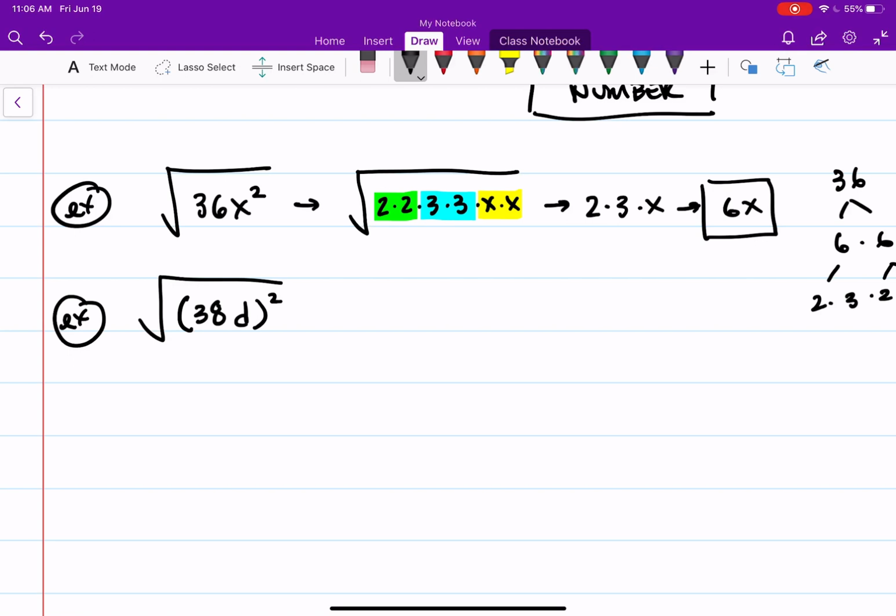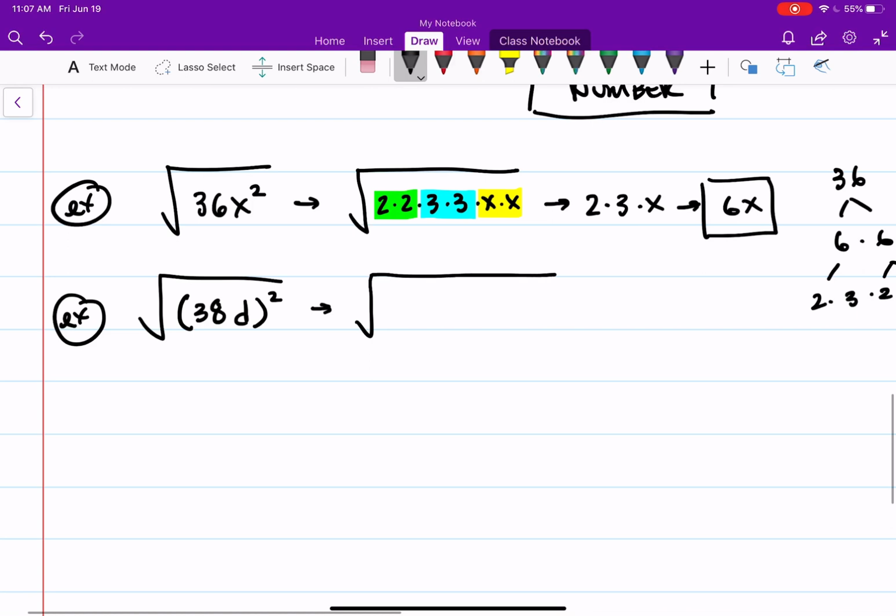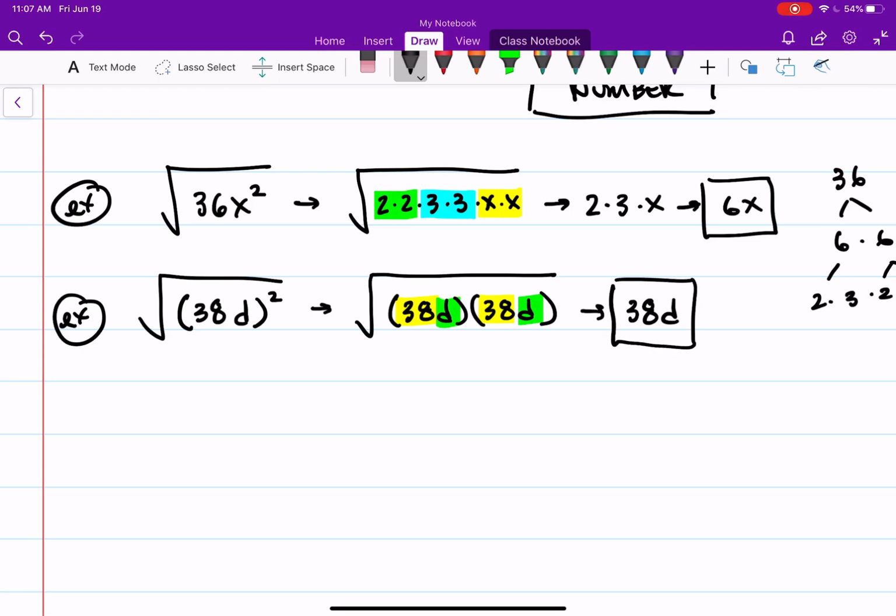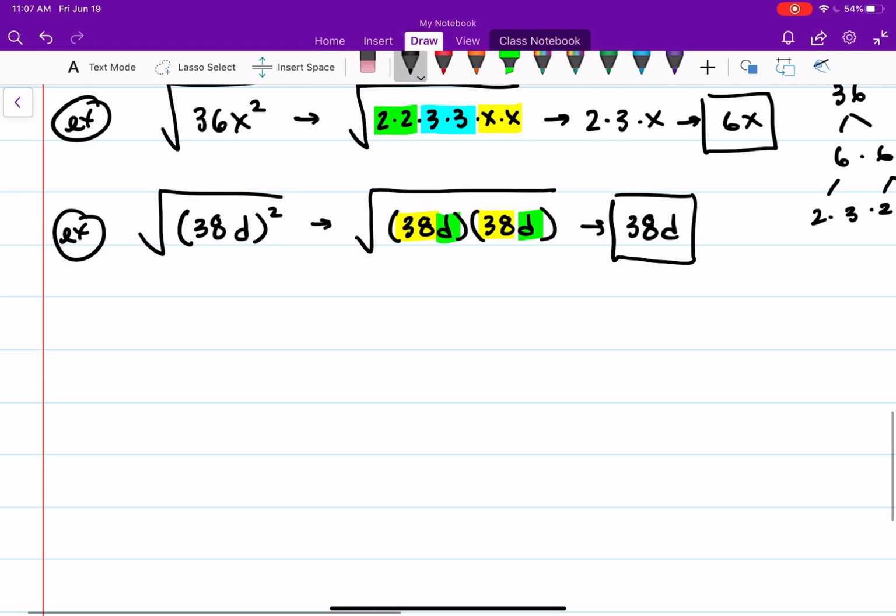Okay? So my question to you is, what is the power attached to? It is attached to the 38D. So essentially what I have here is the square root of 38D times 38D, right? So look at this. I have a pair of 38s, and I also have a pair of D's, right? So they both come out. 38 comes out and D comes out. Nobody's left inside the house. So that would be my answer, okay? Make sense? Hopefully. All right.